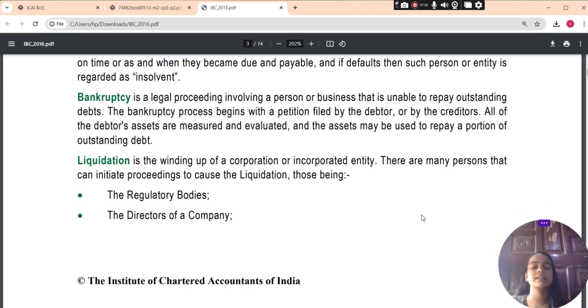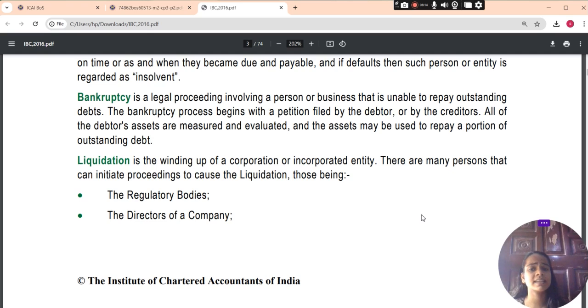Bankruptcy एक legal proceeding है involving a person or business that is unable to repay outstanding debts. जिसमें क्या involve होता है, एक person होगा, business होगा, that is unable to repay, हम outstanding पैसा नहीं दे पा रहे हैं। मतलब सारा पैसा ले लिया है हमने, फर्दर इन्वेस्ट भी कर दिया, जब टाइम आता है और जब ऑब्लिगेशन अराइज होता है to repay it back, हम नहीं पे कर पा रहे, to repay outstanding debt. The bankruptcy process begins with a petition filed by the debtor or by the creditor.